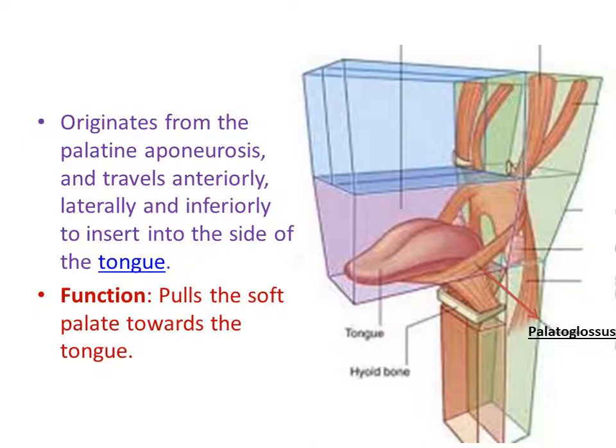This is our third muscle, which is palatoglossus, attached to the tongue. It originates from the palatine aponeurosis and travels anteriorly, laterally, and inferiorly to insert into the side of the tongue. Its function is to pull the soft palate towards the tongue. Actually, during the first phase of swallowing, it closes the area.